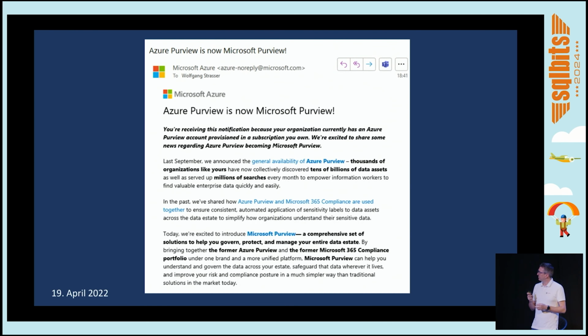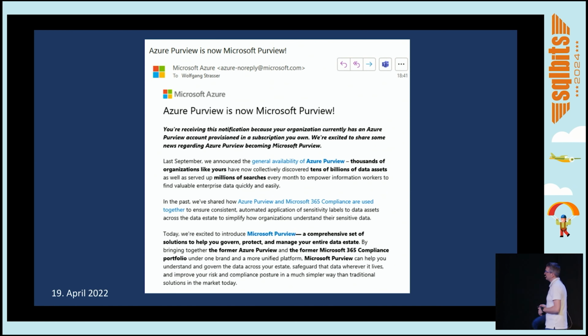About a year after, in April 2022, in the evening I got an email. Hey, Wolfgang, Azure Purview is now Microsoft Purview. At that time, I thought, okay, it's a renaming. We will call it Microsoft Purview, and that's it. No. It was a change. Because Azure Purview was renamed into Microsoft Purview Data Governance / Data Catalog.